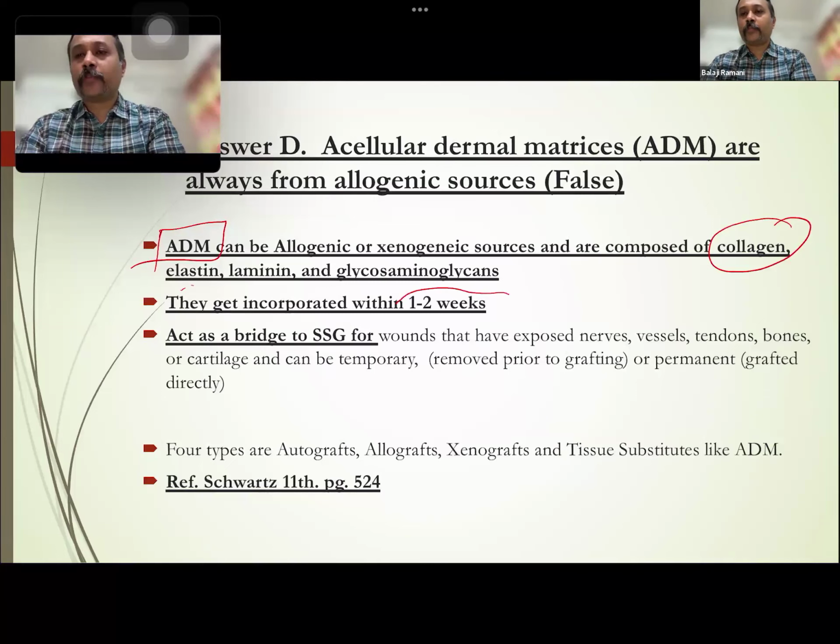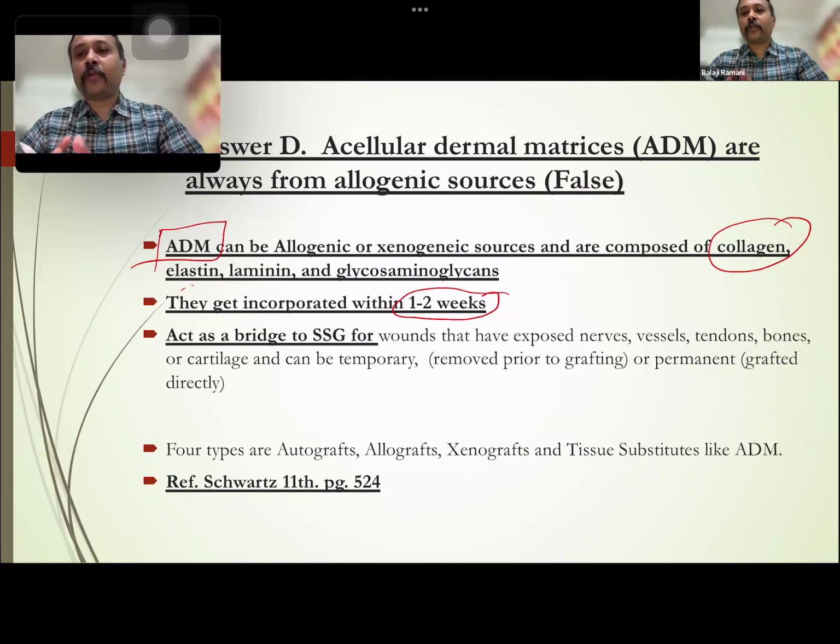The time for incorporation is 1 to 2 weeks, and they may be applied on extensive large raw areas, like in case of burns or in major trauma. Acellular dermal matrix can be used as a bridge for graft. There are two types. One is the temporary type, and the other one is the permanent type. The permanent type, you don't need to remove the ADM. You can just leave it in place. In the temporary type, you have to remove it before you graft it.